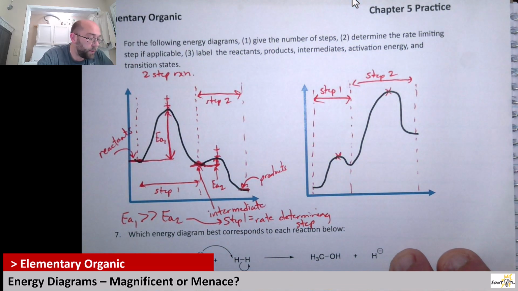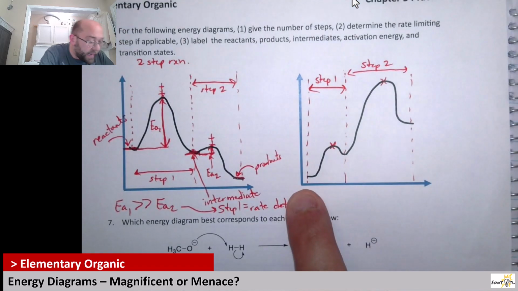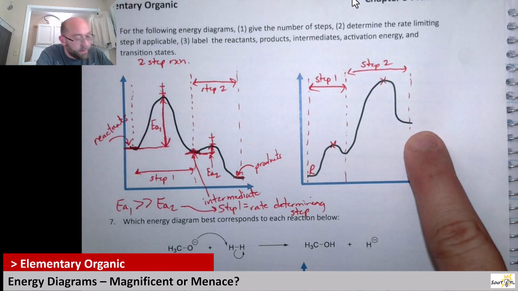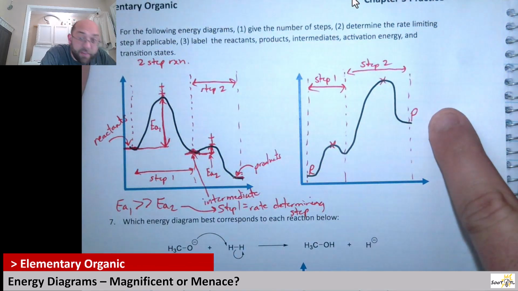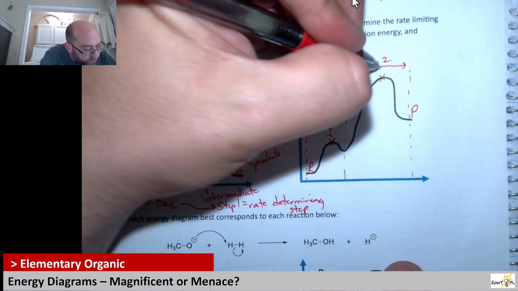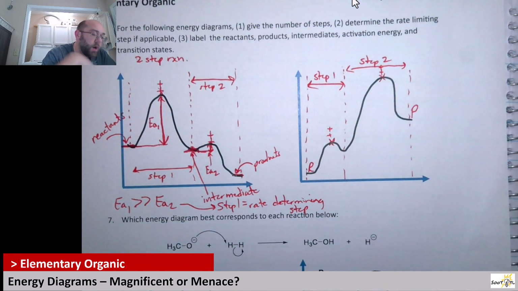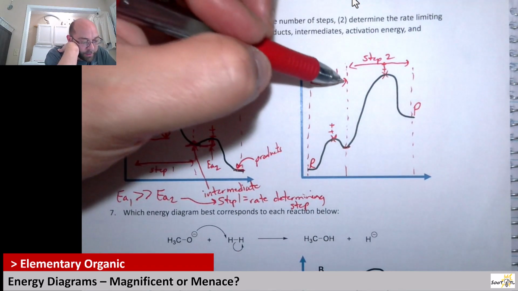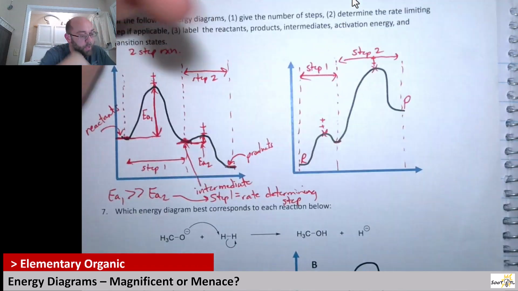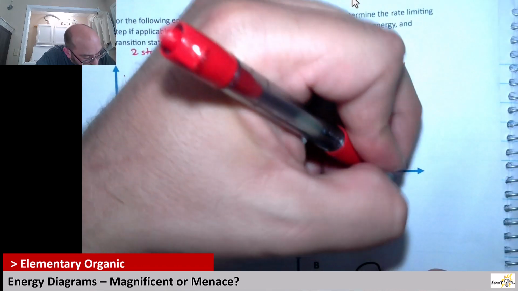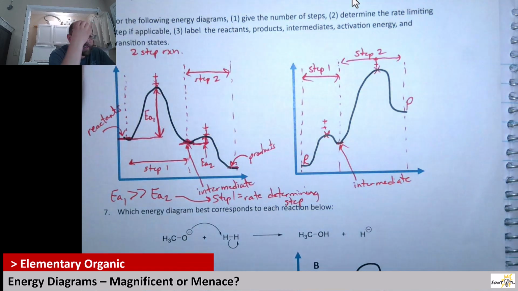Now as we go to label things, remember the very beginning is our reactants, so I'm going to put an R there for reactants. The very end would be our products, so I'm going to put a P for products. And then the transition states, those are those two peaks. So we have 2 steps, 2 transition states. And then this area right here, the end of step 1 but also the beginning of step 2, is where you find your intermediate for this reaction.